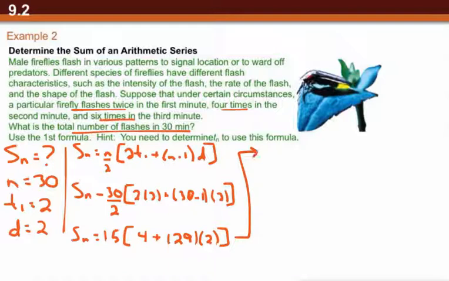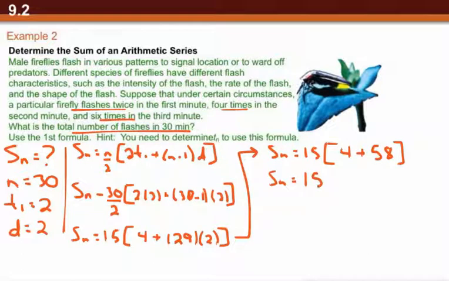Continue working inside the brackets. 29 times 2 is 58. Finish off that bracket: 4 plus 58 is 62. And last but not least, 15 times 62 is 930. Which, in the context of the situation, means the firefly flashes 930 times.